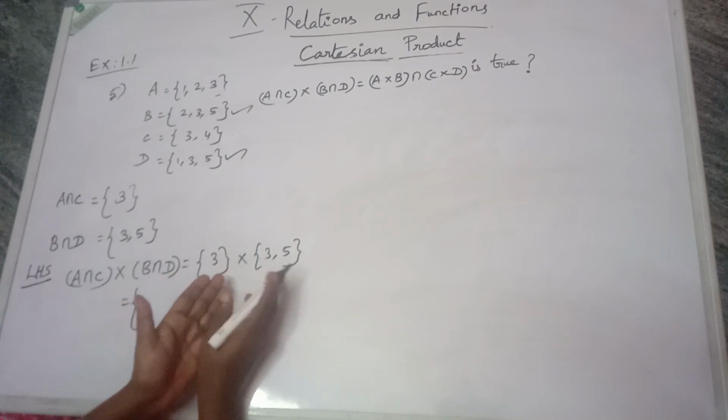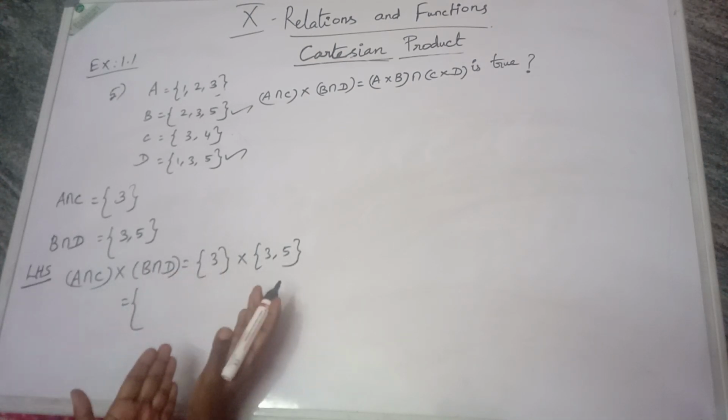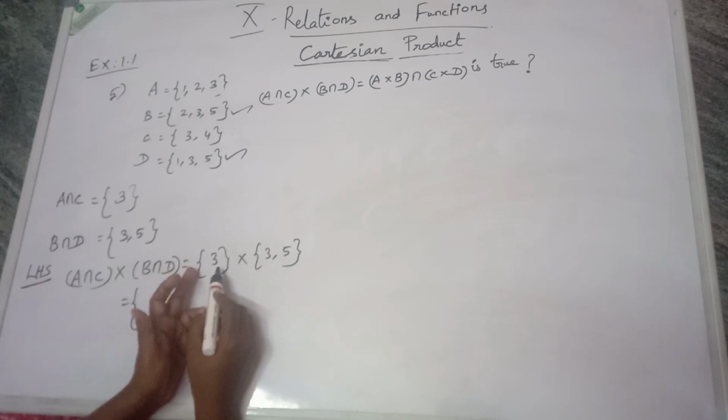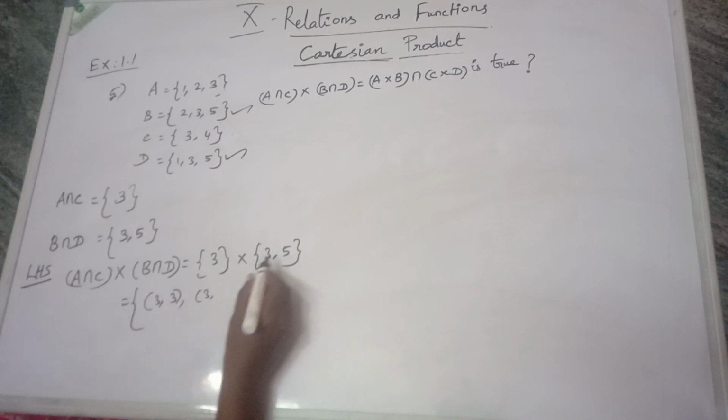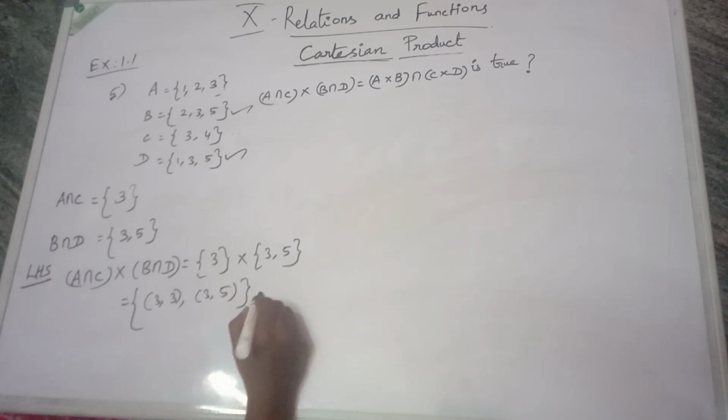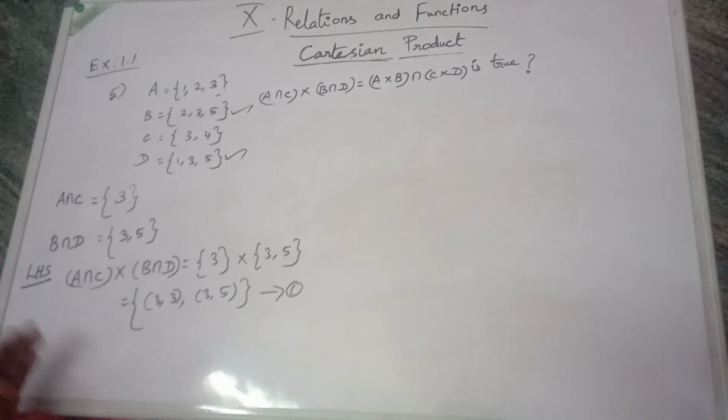You have to make the ordered pairs. Cartesian product means the set of all ordered pairs. So 3 comma 3, and 3 comma 5. You make the ordered pair 3 comma 3, and with the second element, 3 comma 5. That's all. We can take this as 1. This is the left hand side.